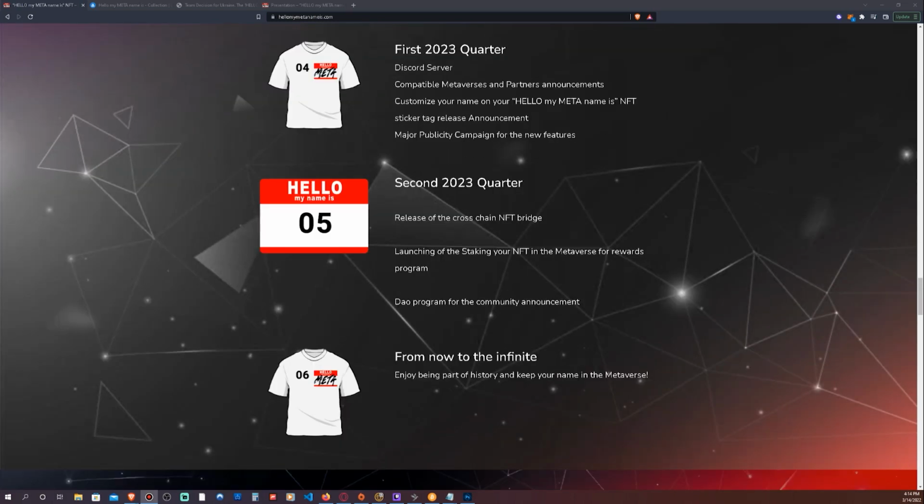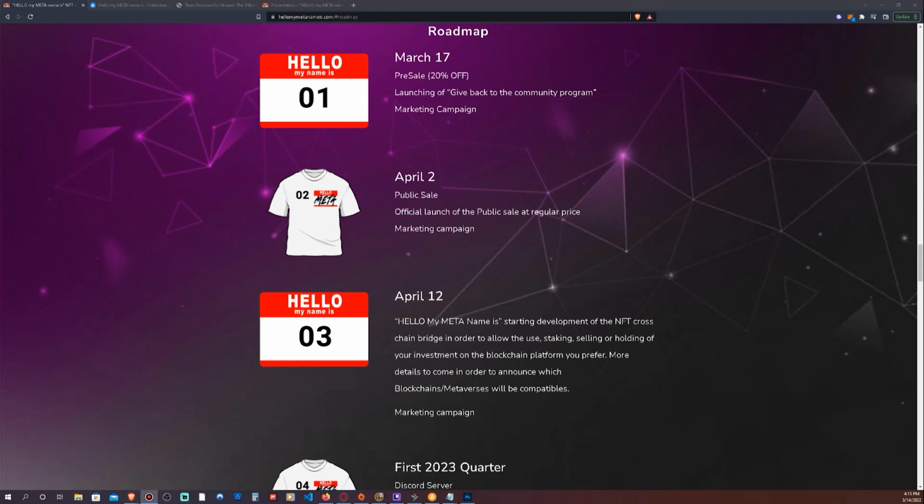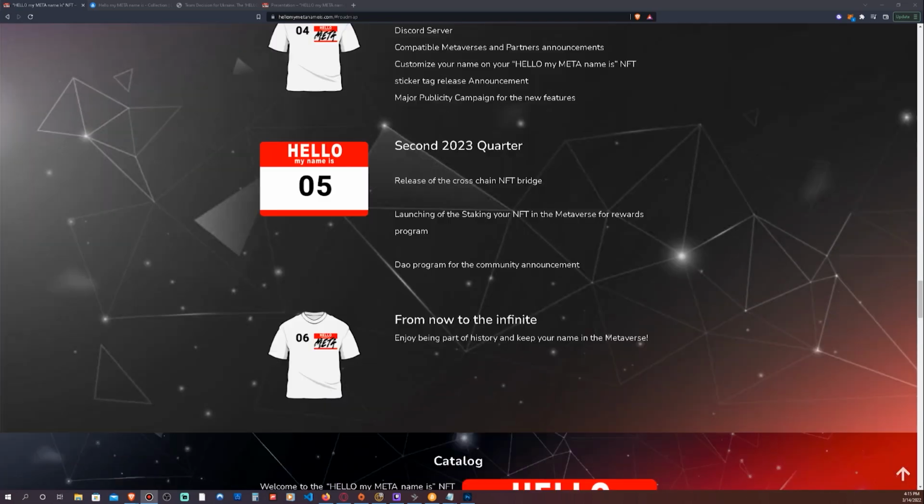Second quarter of 2023, the release of the cross-chain NFT bridge. Launching of the program for staking your NFT in the Metaverse for rewards. So depending on whichever Metaverse you're using your NFT in, there may be some staking rewards you can gain from holding on to your NFT. All right, guys, so you buy these, you may not want to flip, you might want to hold on to them. Now, to the infinite. Enjoy being part of history and keep your name in the Metaverse forever. All right, guys, so that's going to be really dope. I think you're going to like all these features that they're coming up with.